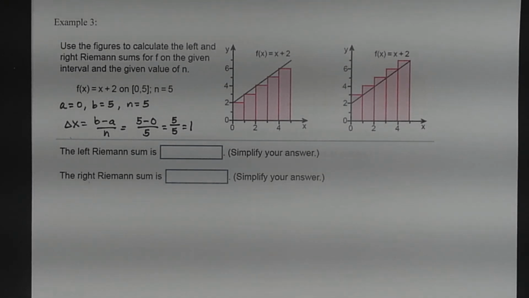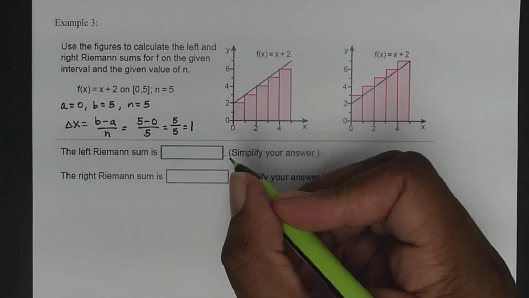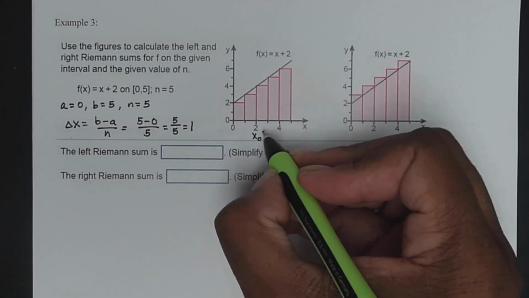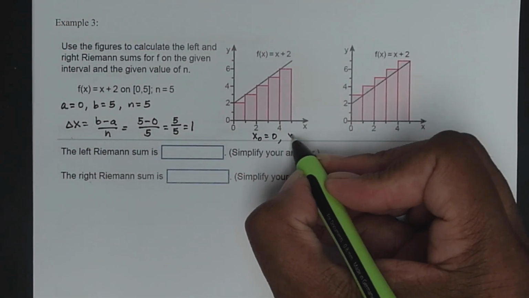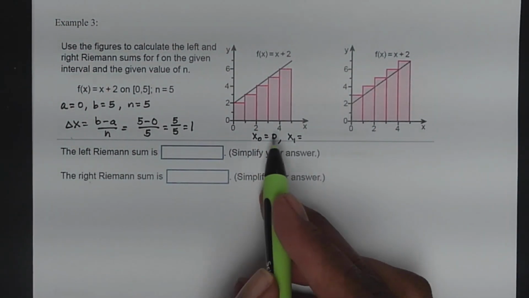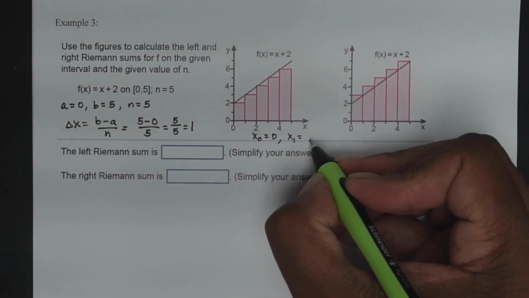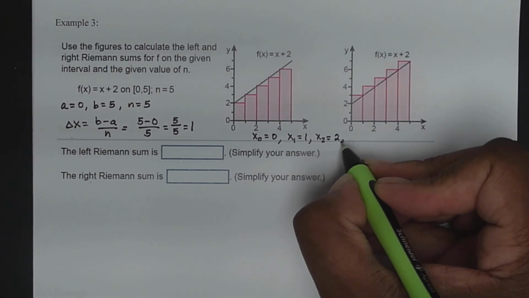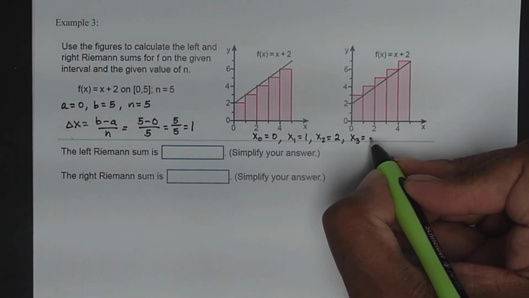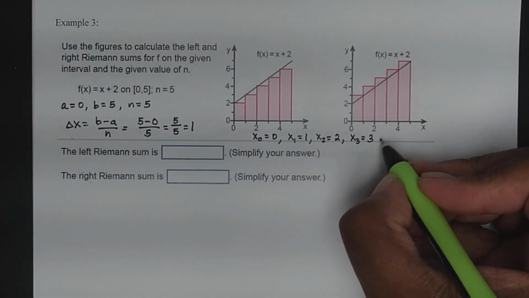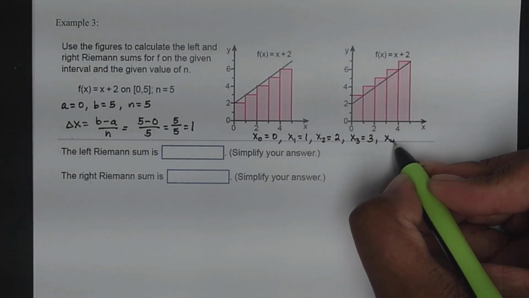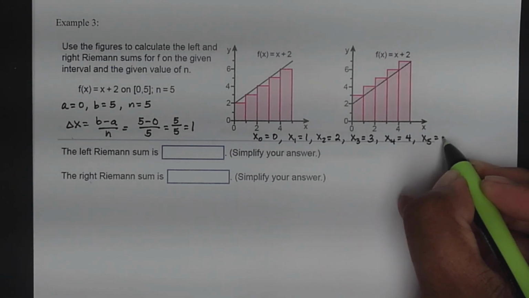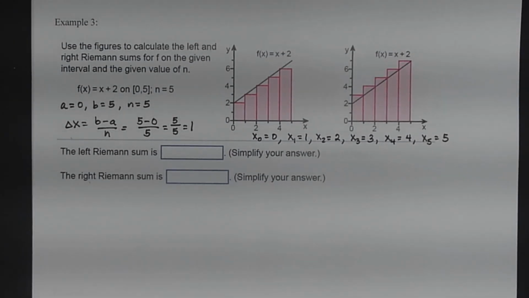All right, so that means here, if I have 5 subintervals, x of 0, that's going to be what a is, that's 0. And then x1 will be adding 1 to the 0, that's going to be 1. x2, add 1 to the 1 will be 2. x3, add 1 to that will be 3. x of 4, add 1 to the 3, you'll get 4. And finally, x of 5, add 1 to that, you'll get 5.